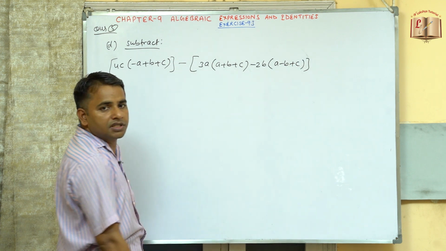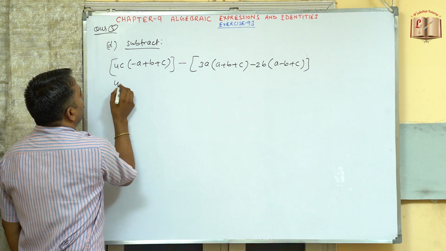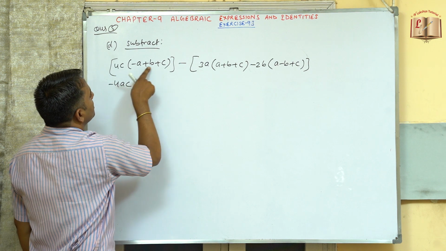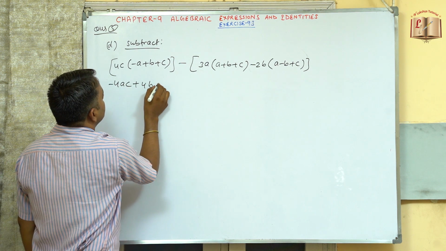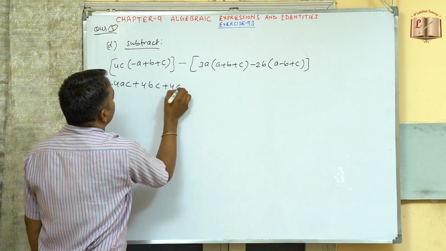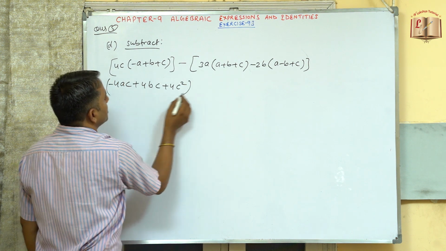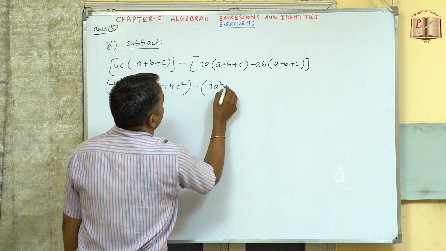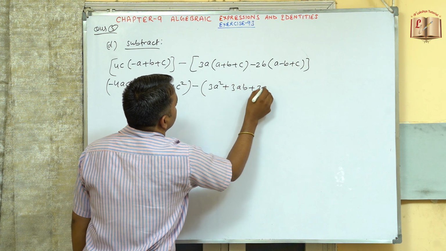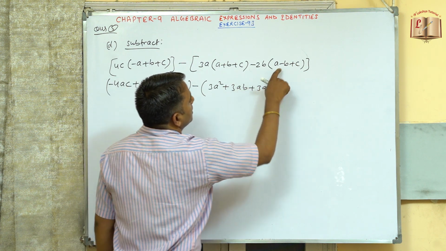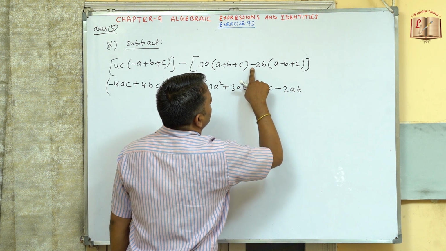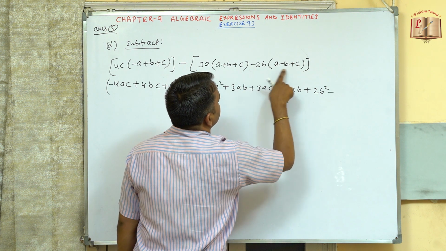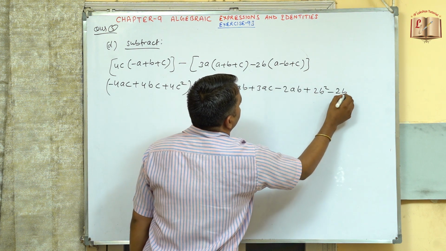So first of all we will open this bracket. So this will be minus 4ac, 4c into b plus 4bc, and 4c into c, so 4c square. We will take this into the small bracket minus, open this bracket: 3a square plus 3ab plus 3ac minus 2ab, minus into minus plus 2b square, and minus into plus minus 2bc.